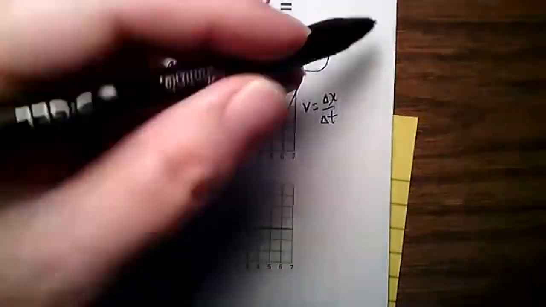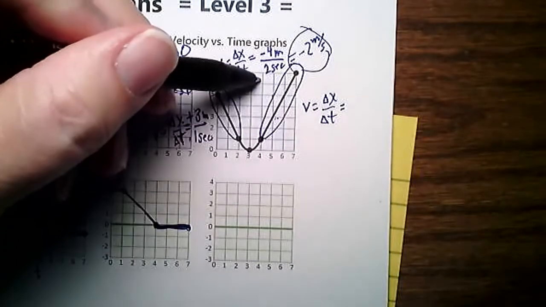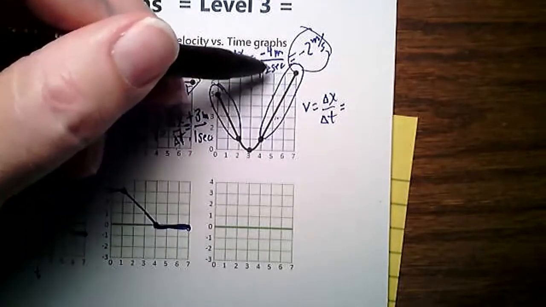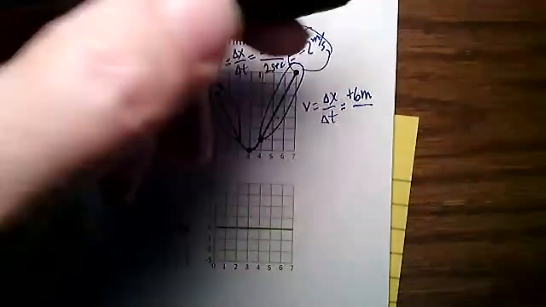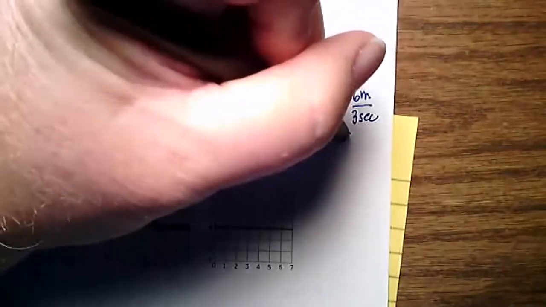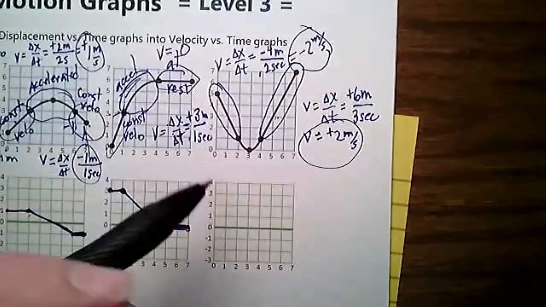How about this one? What's my delta x here? Well, I went from 1 all the way up to 7. That's at 7, that's at 1. We went up that much. That's positive 6 meters. How long did it take? Well, it took from 4 seconds to 7 seconds, or 3 seconds. So my velocity for this one would be positive 2 meters per second. Okay, so I know this one's positive 2, that one's negative 2. We can go ahead and fill them in down here.